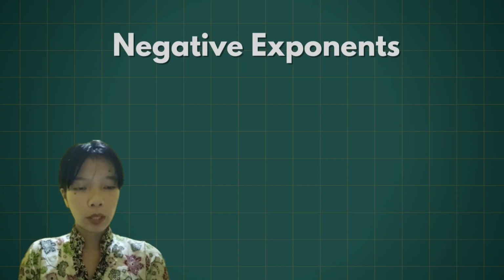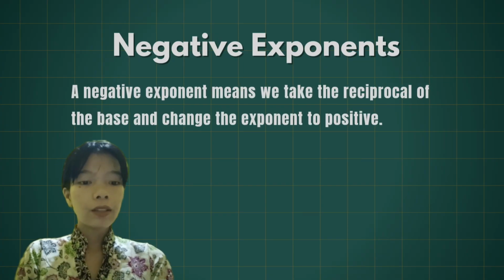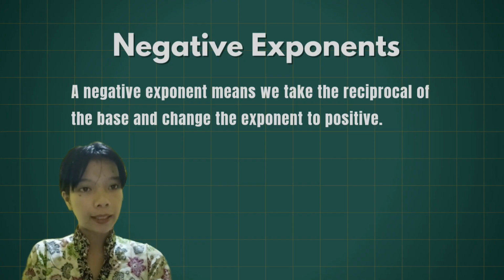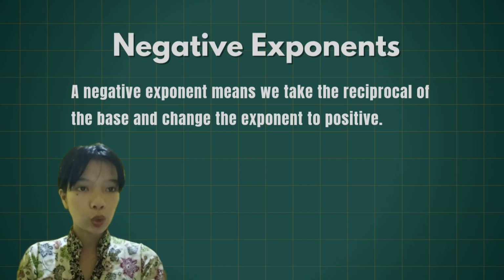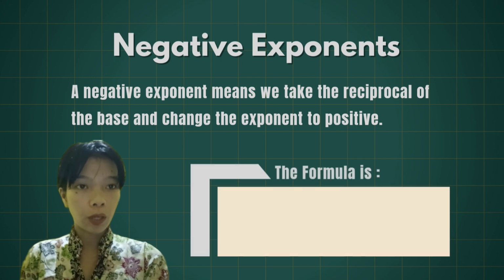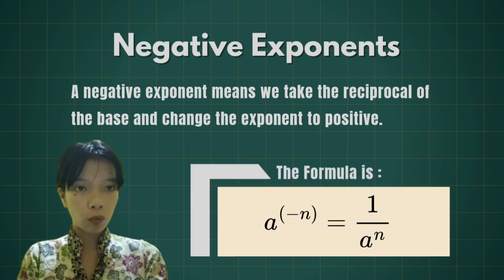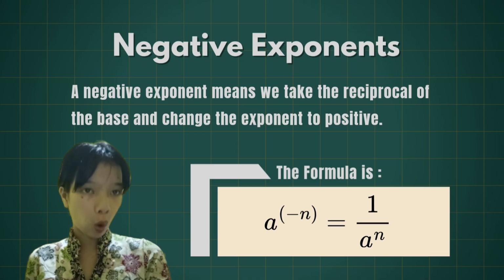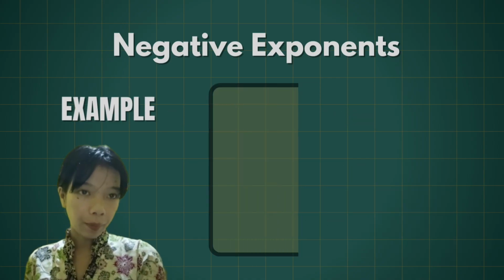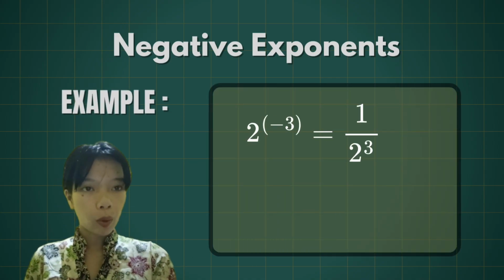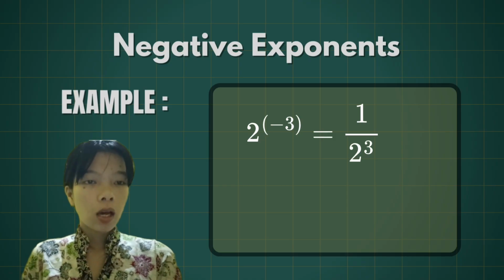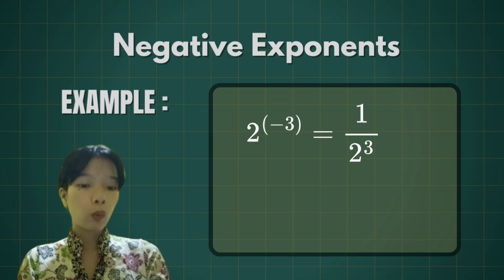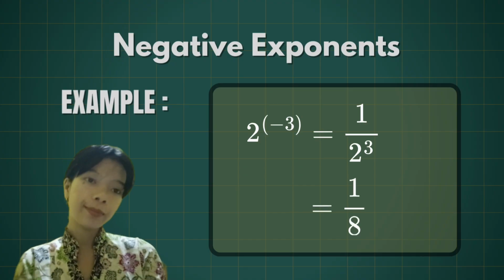Next, negative exponents. A negative exponent means we take the reciprocal of the base and change the exponent to positive. The formula is a to the power of negative n equals 1 over a to the power of n. For example, 2 to the power of negative 3 equals 1 over 2 to the power of 3 equals 1 over 8.